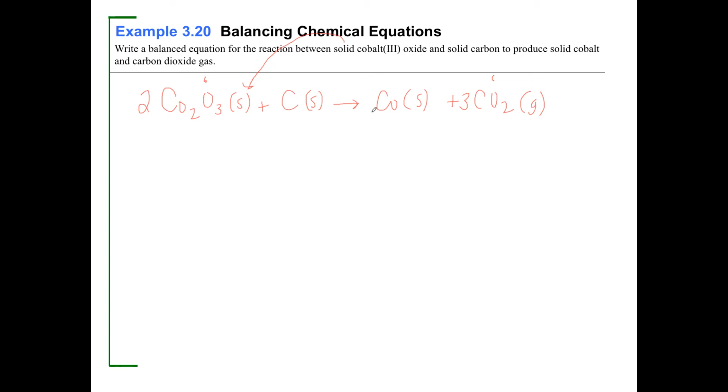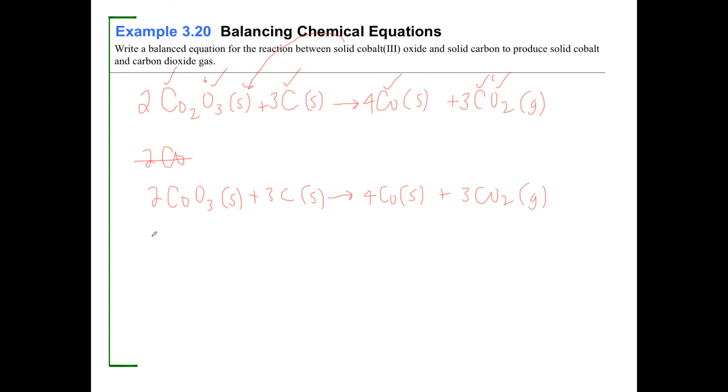All right, now let's go to cobalt. If there's 4 cobalts here, I'm going to have to put a 4 here. Cobalt's done. And oxygen is done. Now carbon, right? It looks like I've got 3 carbons here, so I'm going to have to put 3 here. So carbon is done. So the answer is 2 cobalt, O3, solid, plus 3 carbon, solid, produces 4 cobalt, solid, plus 3 CO2 gas.